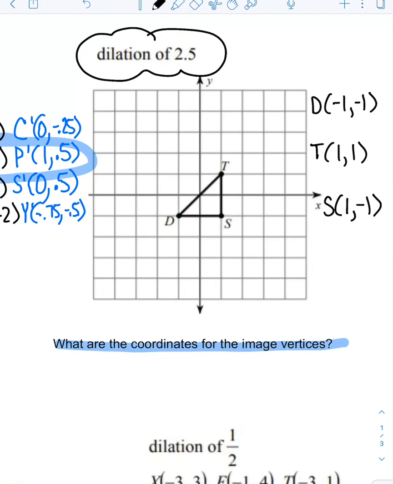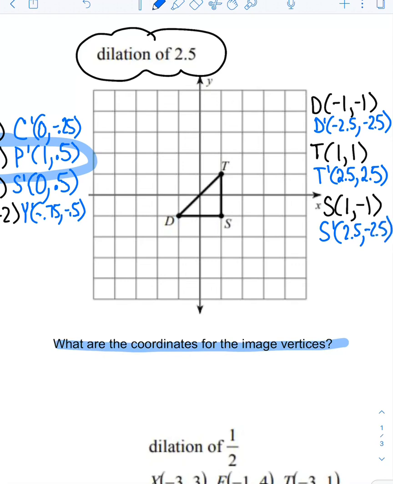Now that I have read my points, I'm going to dilate them by 2.5. So D prime, -1 times 2.5 is -2.5. -1 times 2.5 is -2.5. Now let's find T prime. 1 times 2.5, see I'm multiplying by my scale factor, is 2.5. 1 times 2.5 is 2.5. And now let's find S prime. 1 times 2.5 is 2.5. And -1 times 2.5 is -2.5.